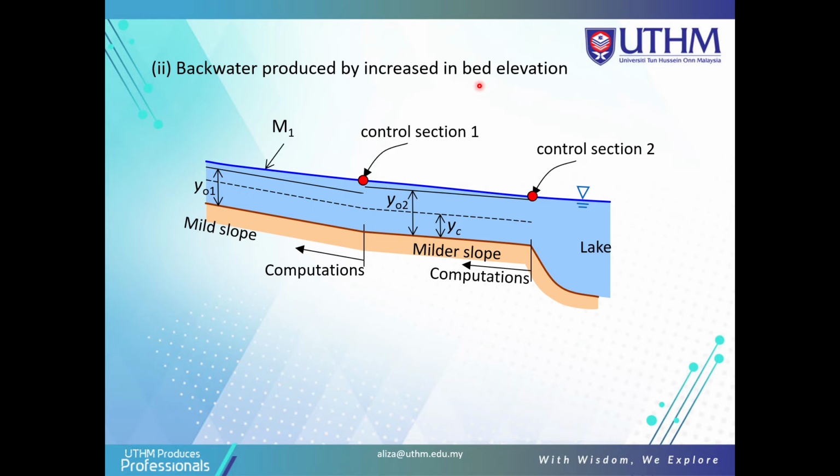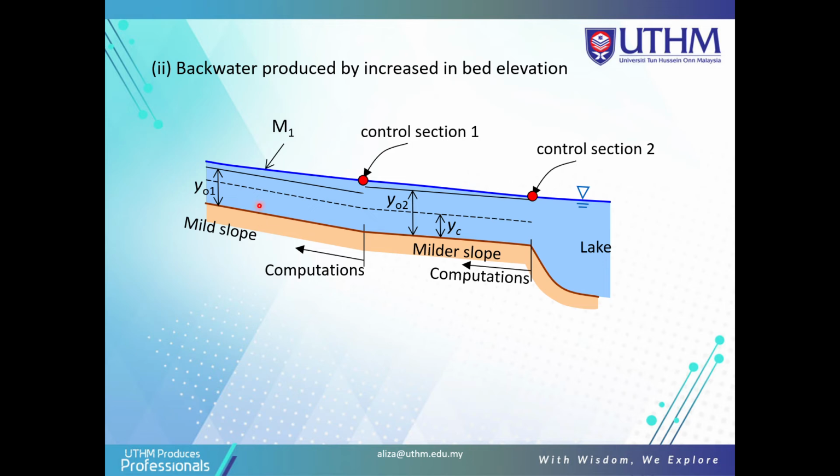So in case your final exam asks you to explain and list down about the gradually varied flow, you can list down examples of gradually varied flow. You can mention the backwater produced by increase in bed elevation. Maybe you can sketch. Maybe the question asks you to explain briefly the gradually varied flow and sketch the diagram. So you can sketch the diagram and also list the examples of the gradually varied flow.